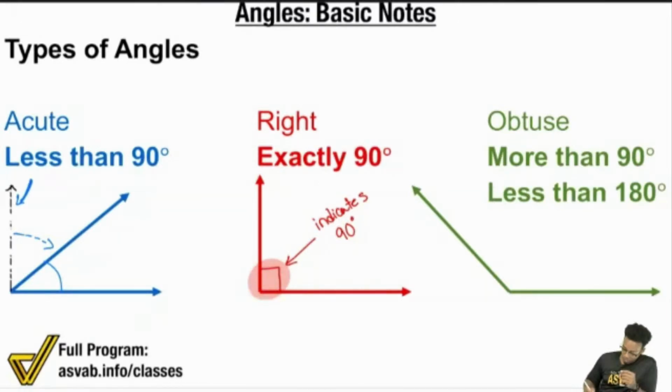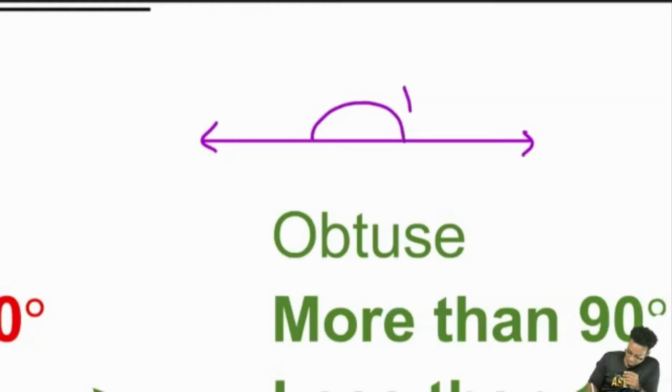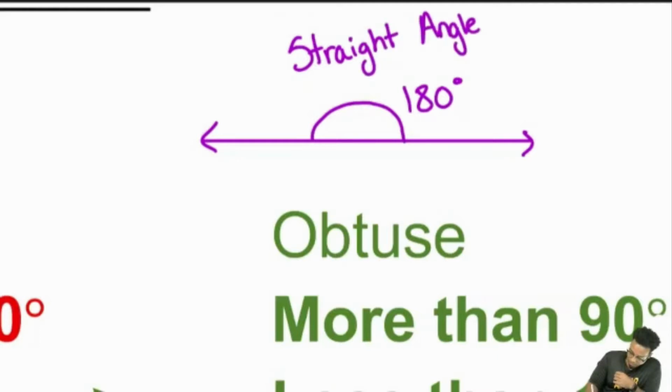Bonus points for this one. Who knows what exactly 180 degrees is called? What is that called? Give me the full name. It's 2 words. Famata, thank you. It is a straight angle. Straight angle. Right there. That is a straight angle. That is correct.